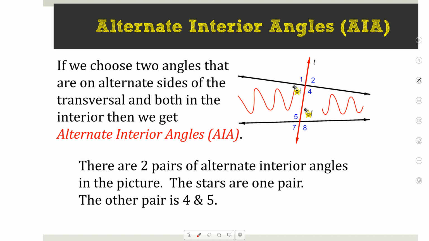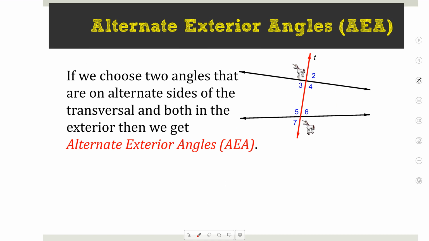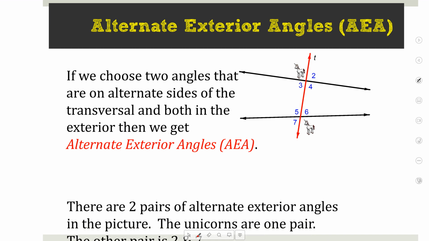If we have an alternate interior angle, what would be next? Alternate exterior angles. The creepy unicorns. Opposite sides of the transversal on the outside. Karen, what's the other pair of alternate exterior angles? 7 and 2. Beautiful, 7 and 2.